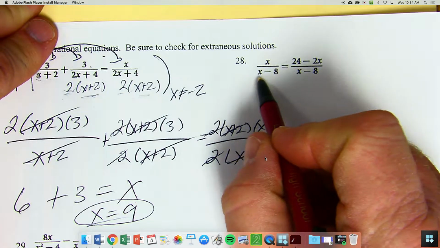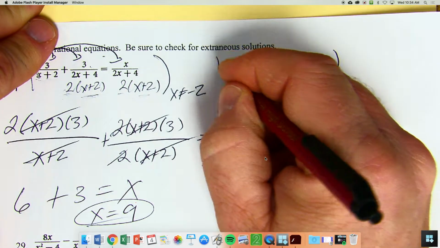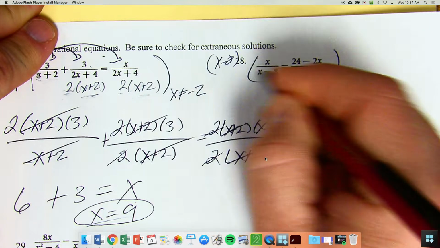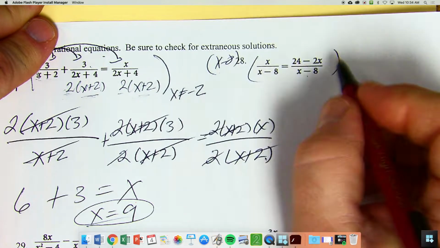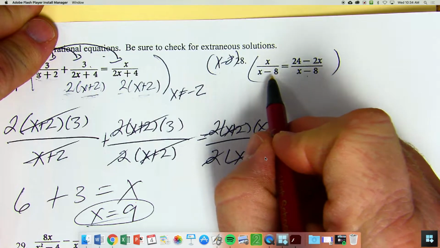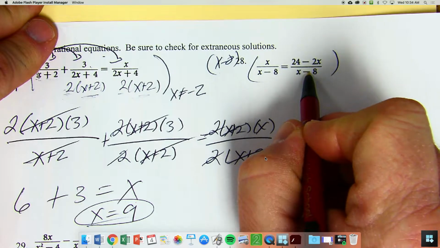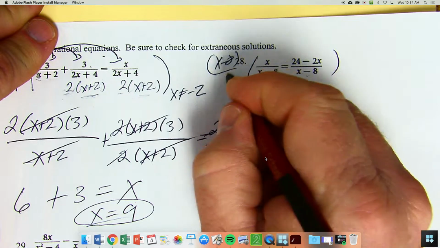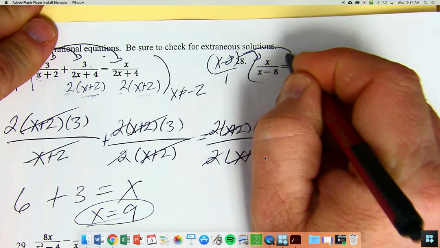Alright, so x minus 8 has to be in that LCD. This x minus 8 is already there. I don't need 2 of them. I only need 2 if it appears twice in one denominator. So it's like over 1. So I multiply here and here.